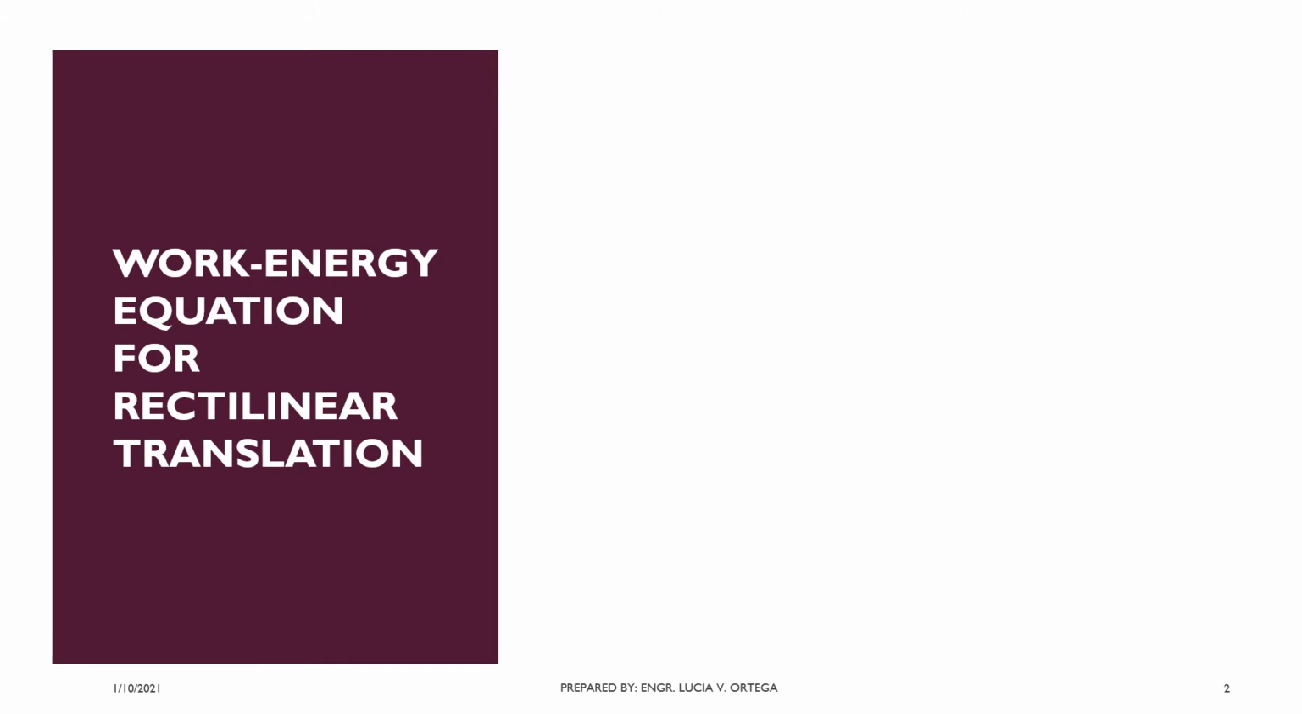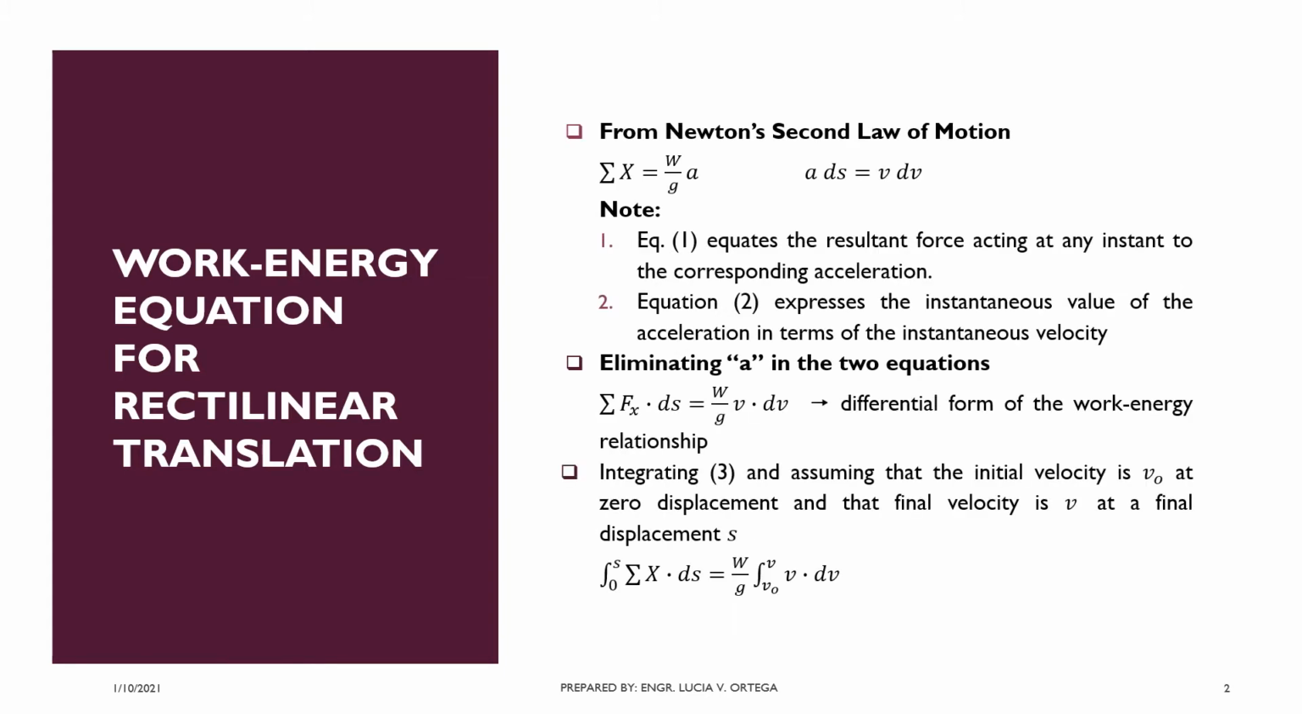So let's now go to the application of the work-energy equation for rectilinear translation. From Newton's second law of motion, we know that the net force acting on a body is equal to the product of the mass and acceleration. We can express mass in terms of the weight and acceleration due to gravity. And also, from differential calculus, we know that a ds equals v dv, a being acceleration, v velocity, ds differential distance, and dv differential velocity.